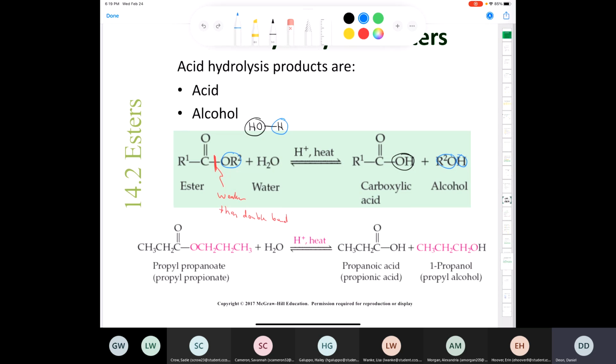So, if we had an ester, let's say we had propyl propanoate, which is propyl propionate, same thing, and we treated that with a lot of water. We're not removing the water. We also treat it with acid and heat. What's it going to do? It's going to break the carbon-oxygen single bond. And you're going to make, from this portion, a carboxylic acid, and from this portion in pink, you're going to make an alcohol.